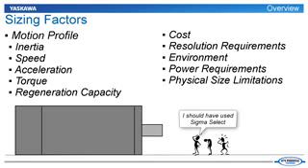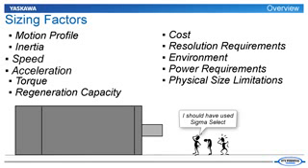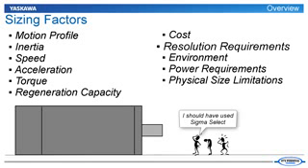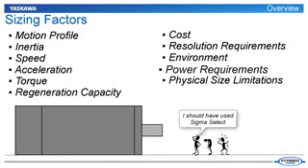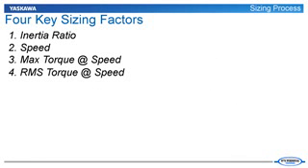The motion profile, along with the system inertia, determine the speeds, accelerations, and torques that the motor must be able to produce. Regeneration capacity must also be considered. These factors must be balanced against others such as cost, encoder resolution, environmental ratings, power requirements, or limitations in available space. While all of these factors are important, the core process in servomotor sizing involves 4 key factors.